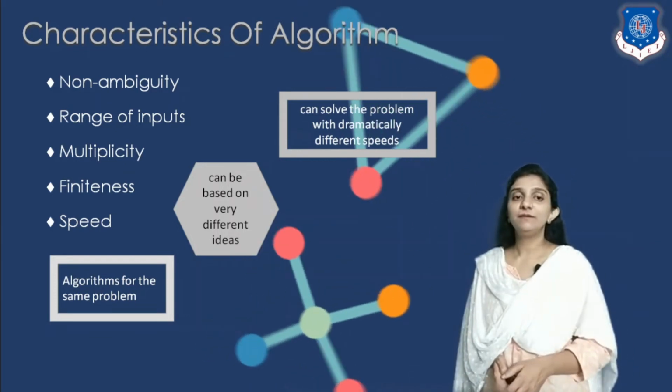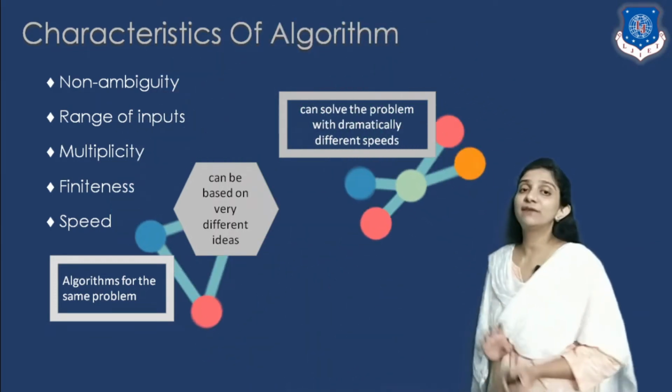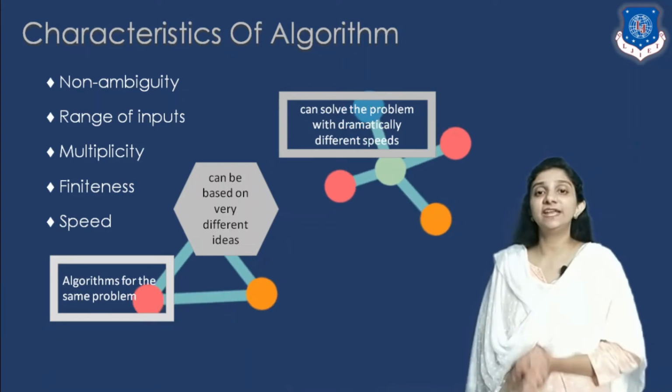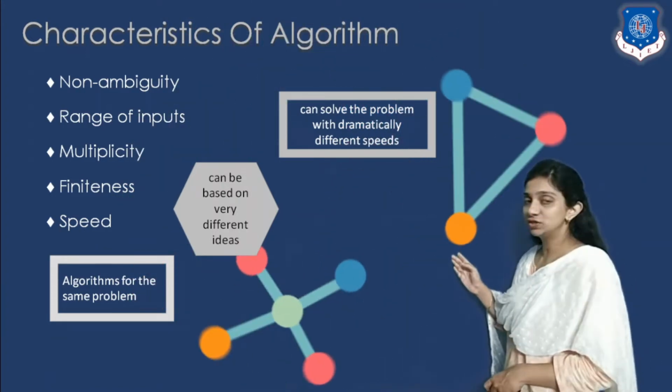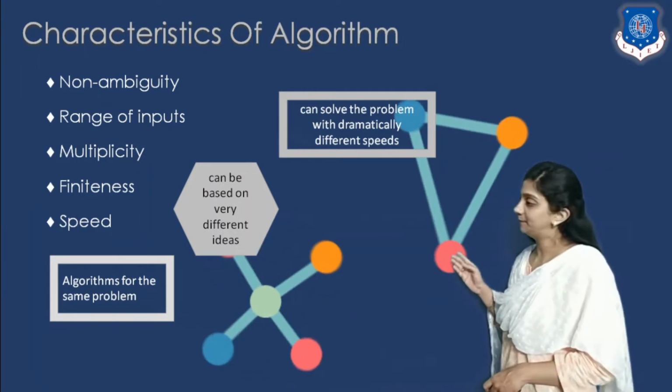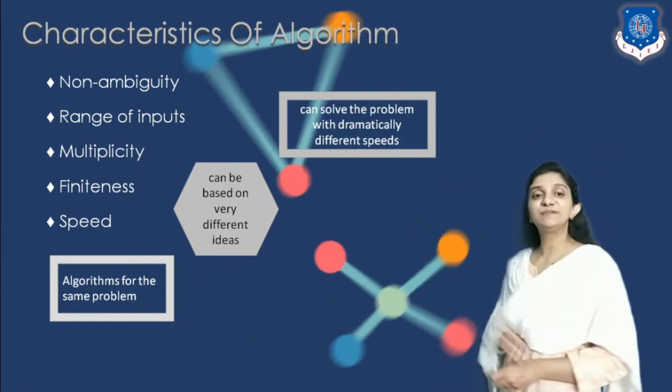So here we have to conclude that there are 5 important properties that any algorithm should have, that are non-ambiguity, range of inputs, multiplicity, finiteness, and speed of algorithm.